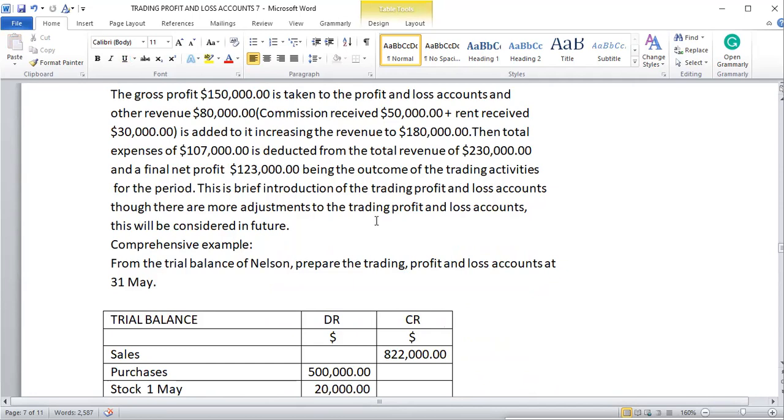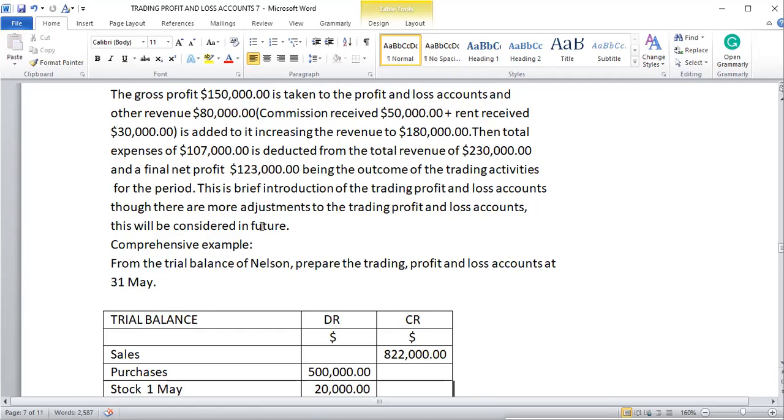This is a brief introduction of the trading profit and loss account, though there are more adjustments to the trading profit and loss account. This will be considered in future. This first video of the trading profit and loss account is the first aspect. The other things that should be added, in future I will do that in a particular video. So this one is just an introduction to the trading profit and loss account.